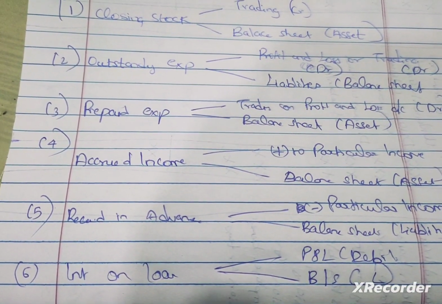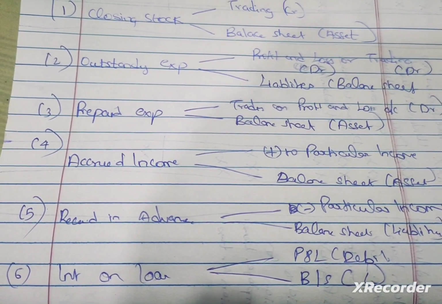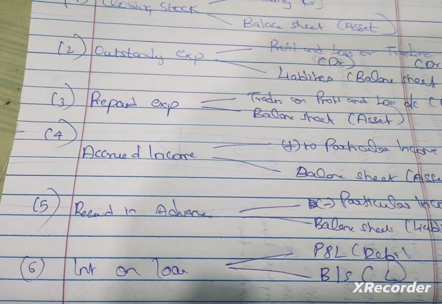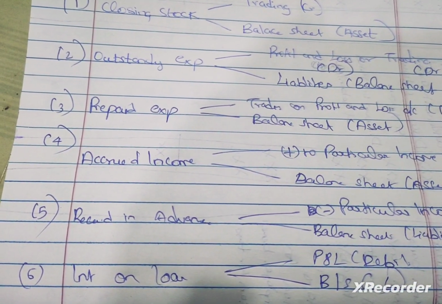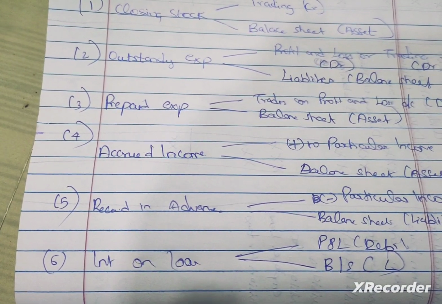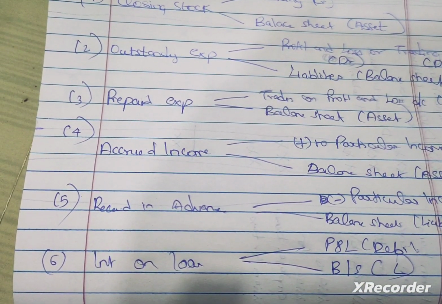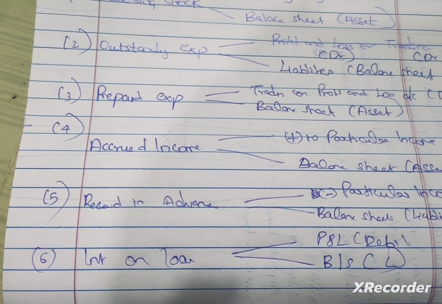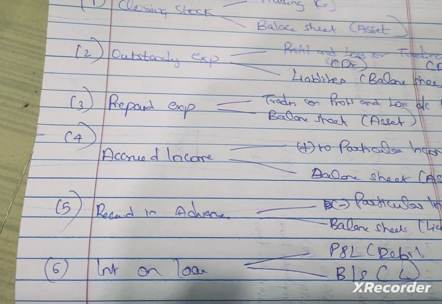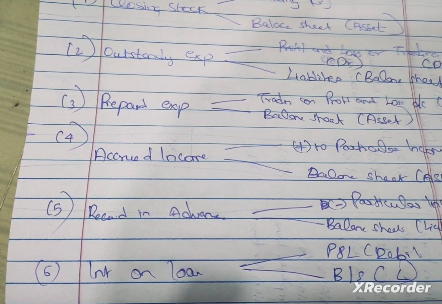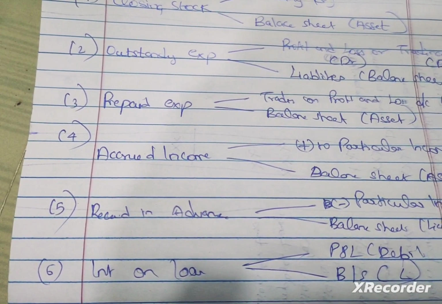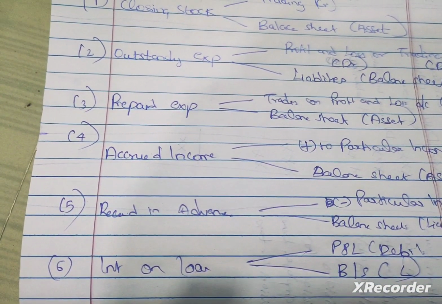Okay, and then we have accrued income. We have to add it to the particular income, and then we also have to mention it in the balance sheet asset side. Then we have income received in advance. We have to subtract it from the particular income, and we have to add it in the balance sheet liability side.